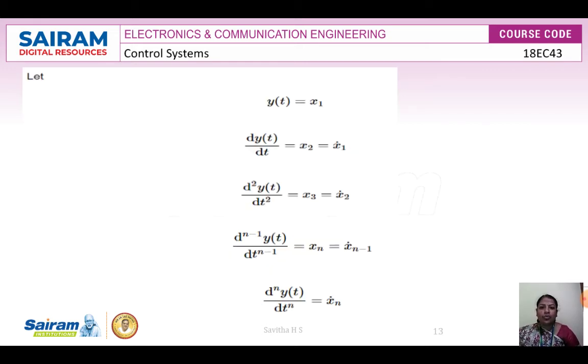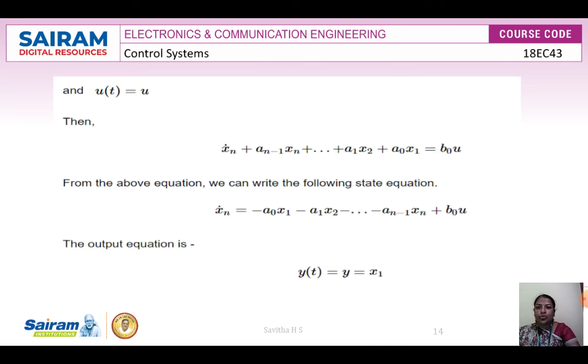Now y of t is equal to x1 and dy of t by dt is equal to x2, which is the differentiation of the above expression, so I can write it as x1 dot. Next, d square y of t by dt square we represent as x3, which is the differentiation of the above expression, so we write it as x2 dot. Then d to the power of n minus 1 y of t by dt to the power of n minus 1 we write as xn, which equals x n minus 1 dot. The last term, d to the power of n y of t by dt to the power of n, is equal to xn dot. And u of t is equal to u, so xn dot plus a n minus 1 xn plus a1 x2 plus a naught x1 is equal to b naught u.